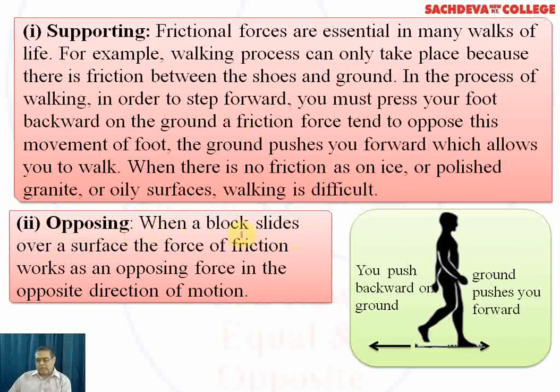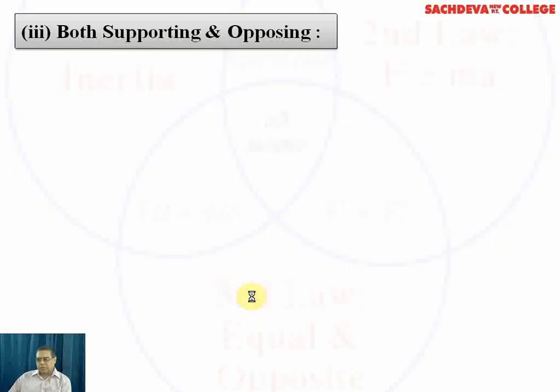Now, for opposing, there is a certain example. When a block slides over a surface, the force of friction works as an opposing force in the opposite direction. This I have explained earlier. We have taken the surface of a table, and on the table surface we have kept a wooden block. If the wooden block moves in one direction, the force of friction will act in the opposite direction. The force of friction works as an opposing force in the opposite direction of motion.